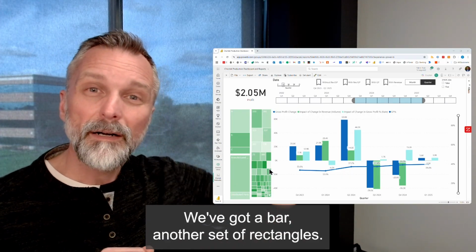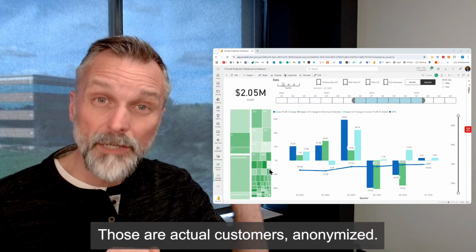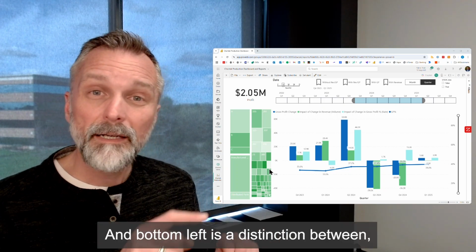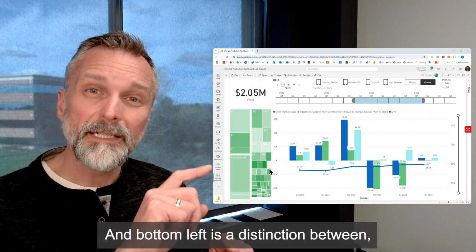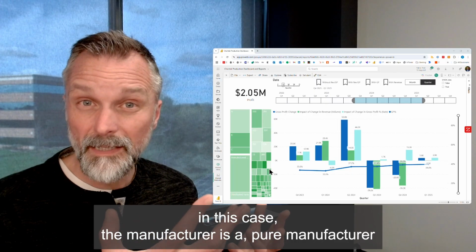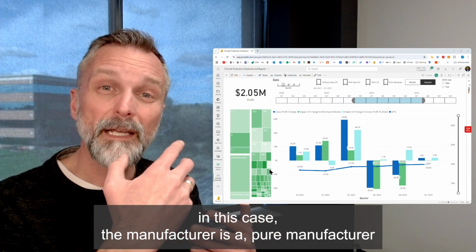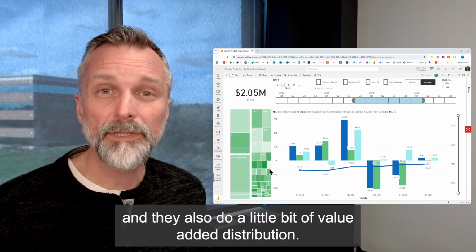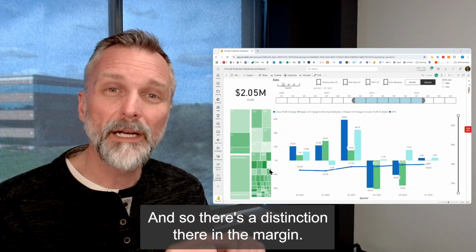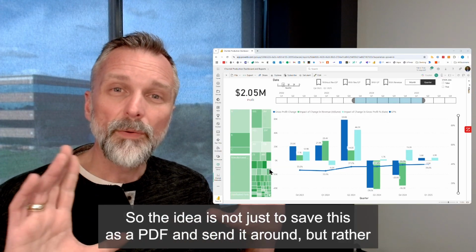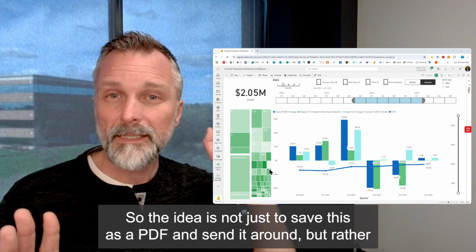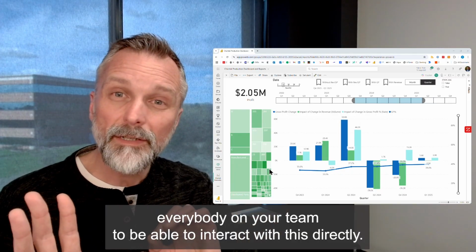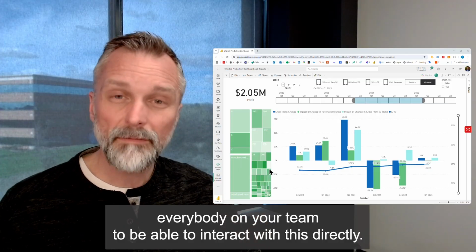We've got another set of rectangles. Those are actual customers, anonymized, but this is real data. And bottom left is a distinction between, in this case, the manufacturer is a pure manufacturer, and they also do a little bit of value-added distribution. And so there's a distinction there in the margin. So the idea is not just to save this as a PDF and send it around, but rather for everybody on your team to be able to interact with this directly.